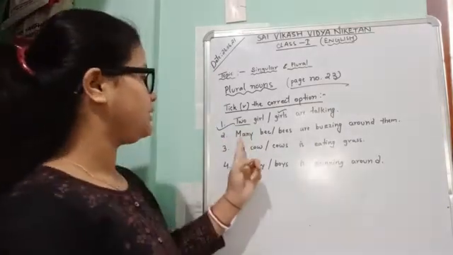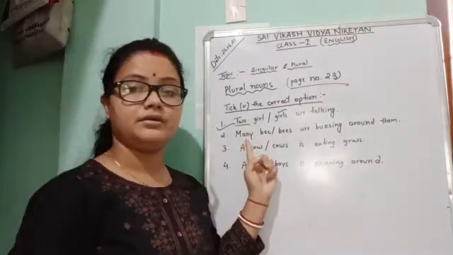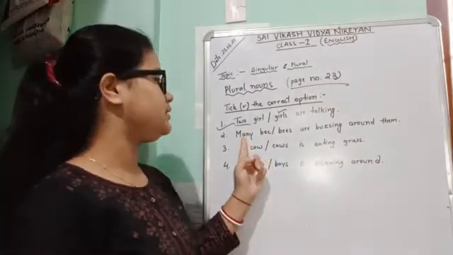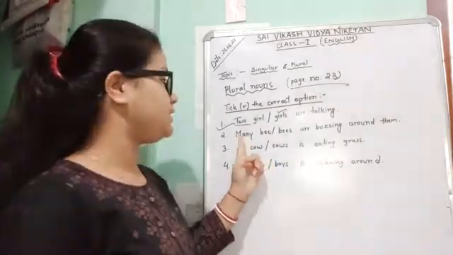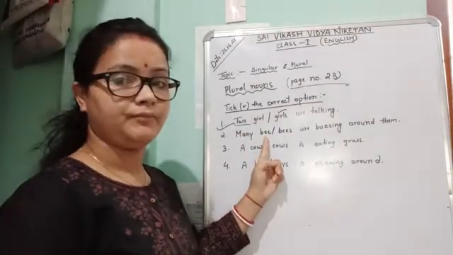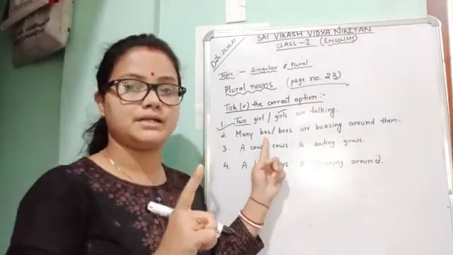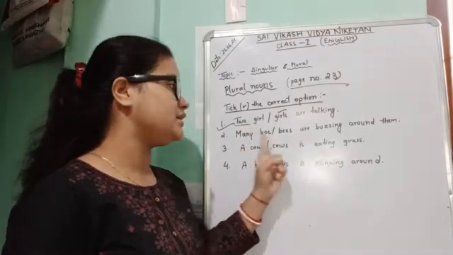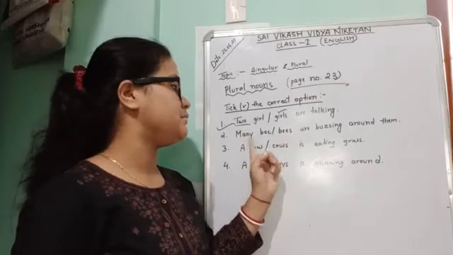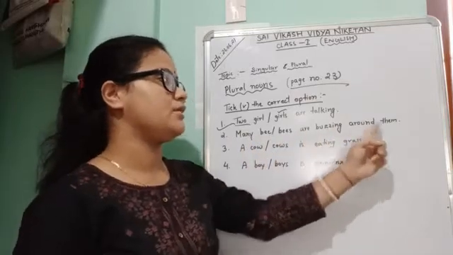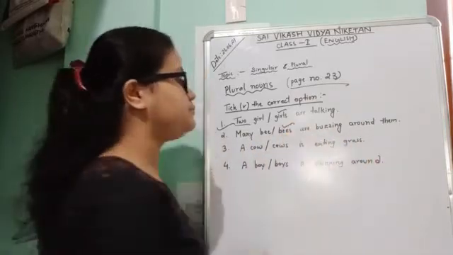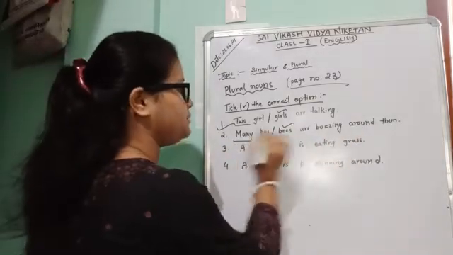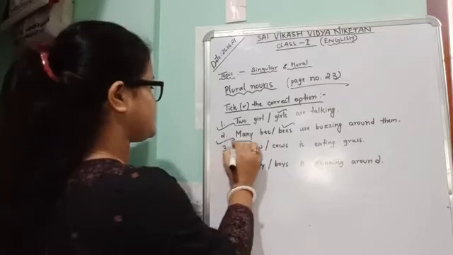Next, number 2. Many. Whenever we use many, that denotes plural noun. Many bee, not many bee. Bee means one bee, one item. But here it shows many. So with many, we have to use bees. Many bees are buzzing around them. So answer is bees.